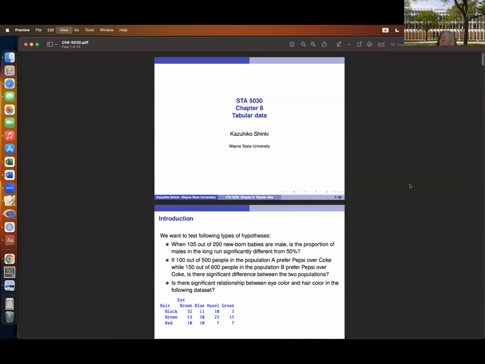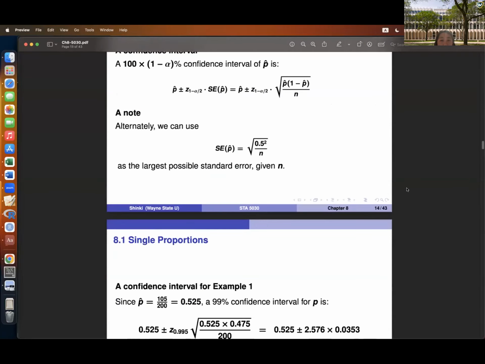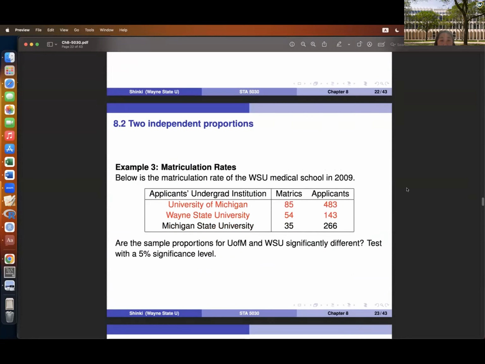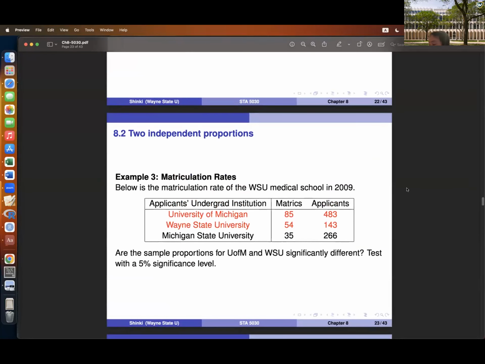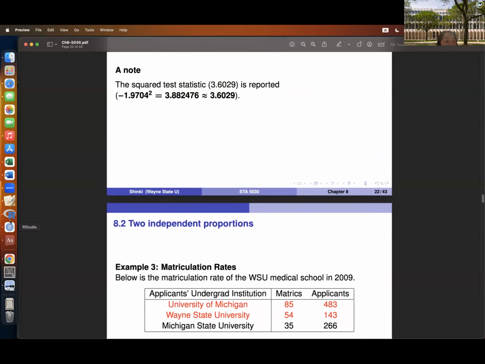Okay, so this is chapter 8, and remember that we have the matriculation data set for Wayne State Medical School, this one. And now we want to test this table, so that is the exercise. At first, we want to test the smaller table, the U of M and Wayne State only. And next, we test the entire table for 3 undergraduate institutions. So maybe I want to keep this table on screen.